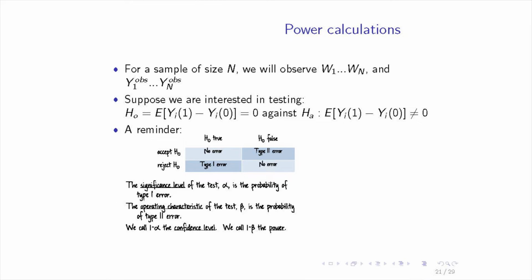When you design experiments, that's really what you're thinking about. What's the chance that you don't find anything significant when in fact there is an effect?